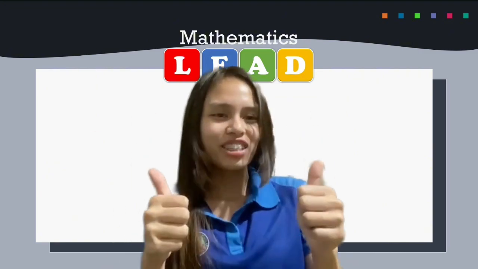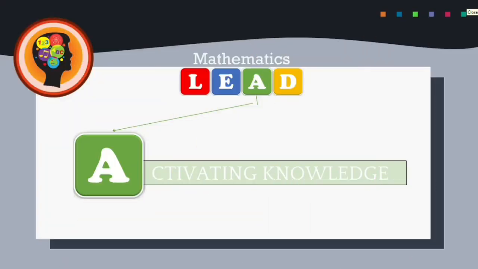So, Math Lead learners, that's the end of our engaging activity. How many items did you get correctly? Alright, that's a very, very good job. Now, I will give you 2 claps. 1, 2. Great job.